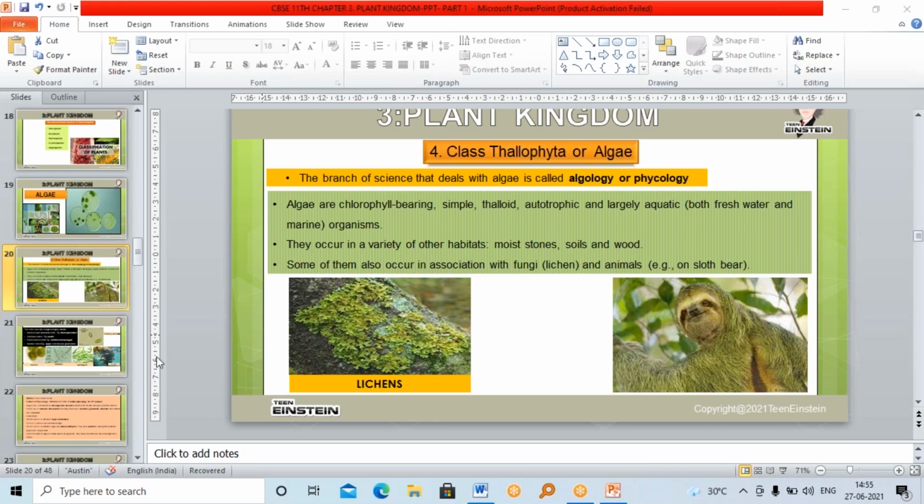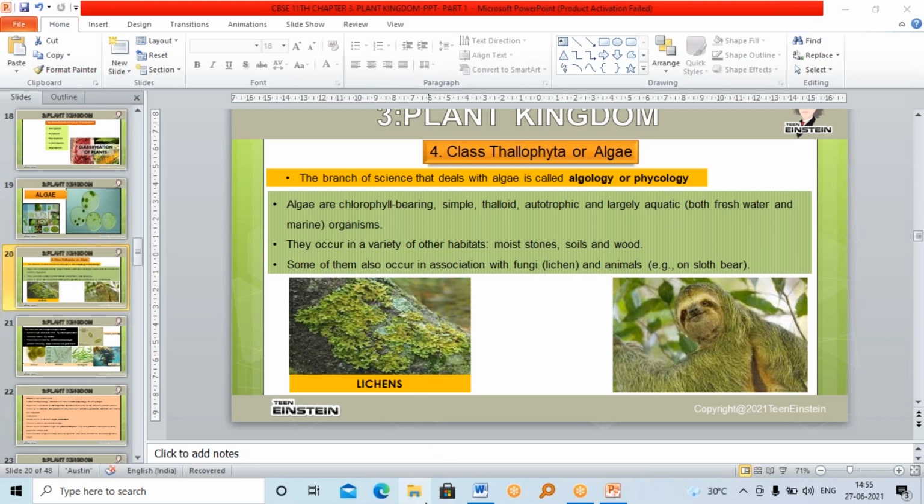They are coming under plants. They are synthesizing their own food. They are autotrophic and they are largely aquatic. Aquatic means they are mainly present in water. Both freshwater and marine forms are present. And they occur in a variety of other habitats, wherever moisture is present, like moist stones, soils and wood. They need the presence of moisture mainly.